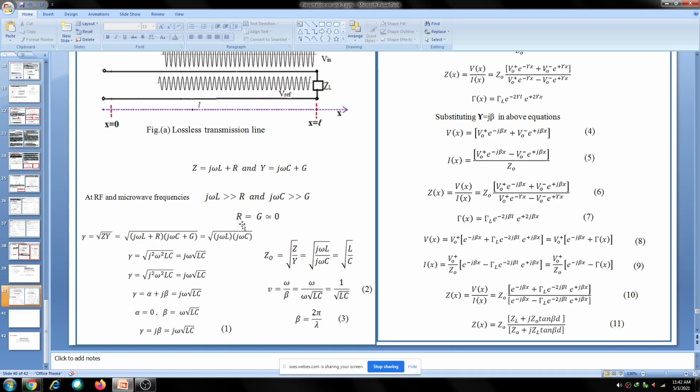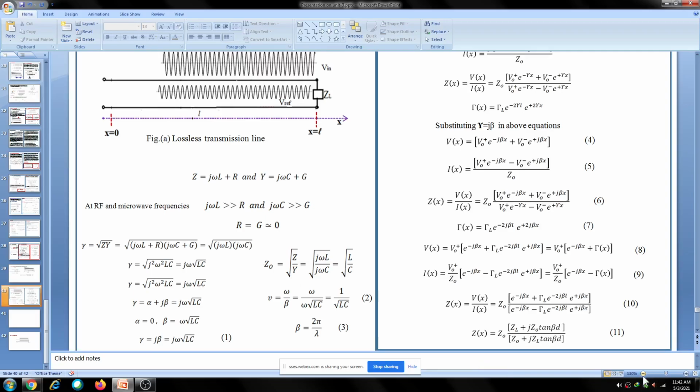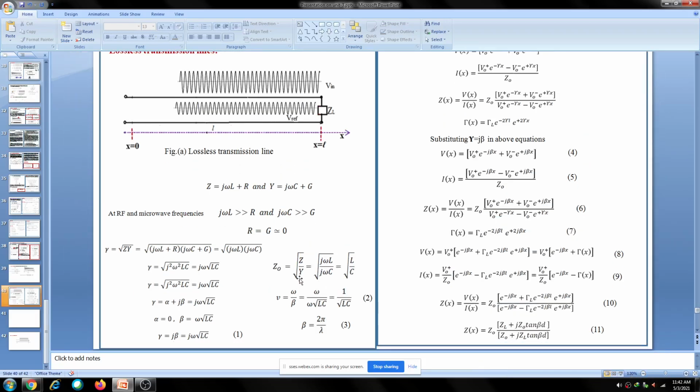So for a lossless line, R and G are approximately zero, alpha is 0, and beta simplifies to omega into root of LC. The characteristic impedance for a lossless line is root of Z by Y, that is j omega L over j omega C, where j omega cancels, so Z0 is given by root of L by C. The velocity of the wave is omega by beta, that is omega over omega root of LC; omega cancels, so it becomes 1 by root of LC. So velocity is independent of frequency on a lossless line.